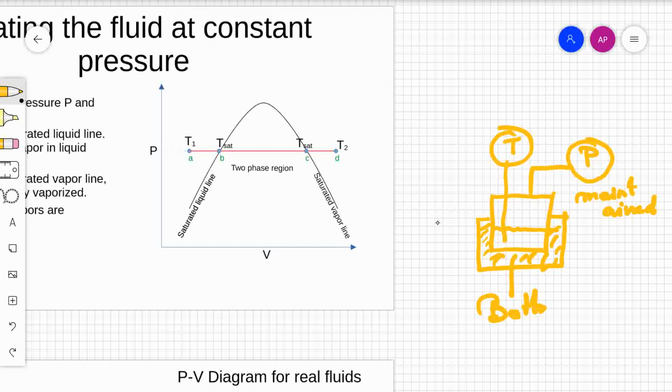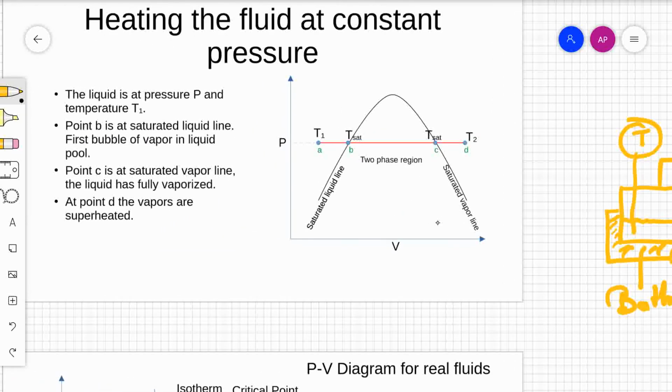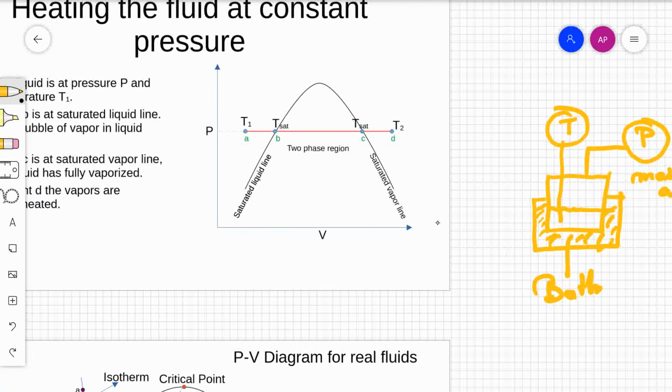What we do is we start increasing the temperature. Initially the temperature is at T1, but the pressure is held constant. As we increase the temperature, there comes a temperature when the first bubble of vapor is seen in the fluid. This is the start of boiling, and this state is known as the saturated liquid state.